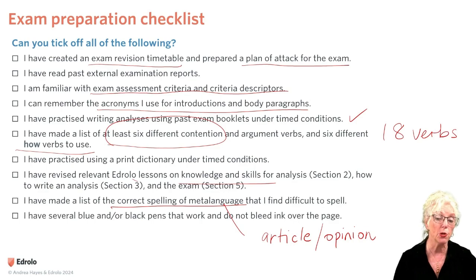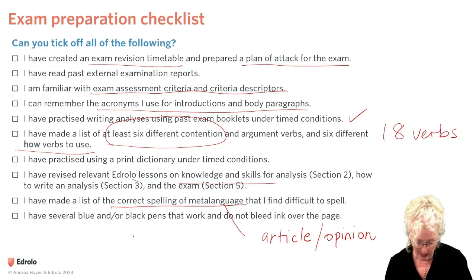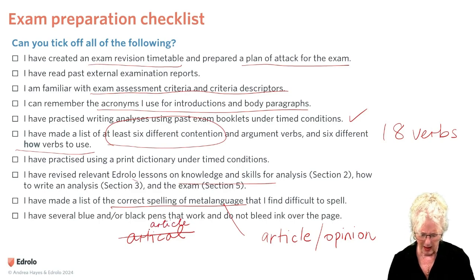Once again, when you're editing in the exam, if you make a mistake, say you spell article this way, a common mistake, just do a neat cross out and write the correct spelling either above it or nearby. Don't be putting an asterisk and saying, look at the end page.